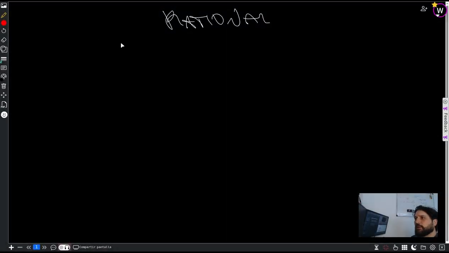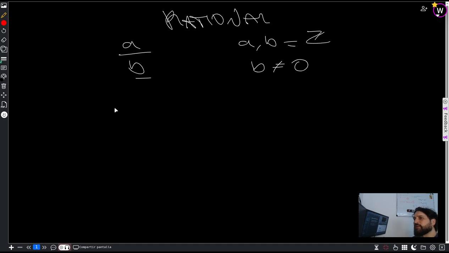In a nutshell, a rational number is any number that can be expressed as a fraction. So if we have something like A/B, it's a rational number, but it has to comply with certain rules. For example, A and B have to be whole numbers or integers, and B, or the denominator, has to be different than 0, right? Rational numbers can be expressed as fractions or as decimals. They have different variations, let's say.